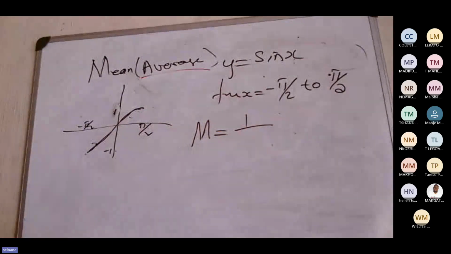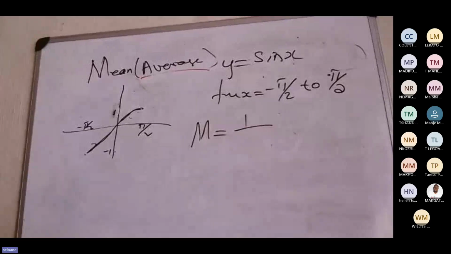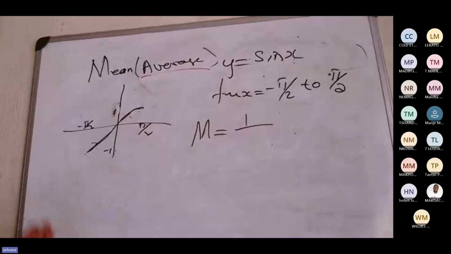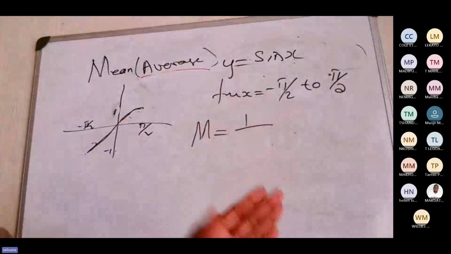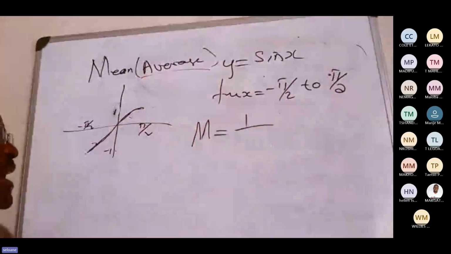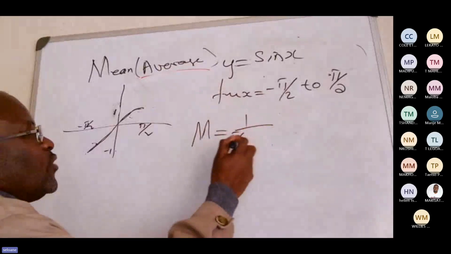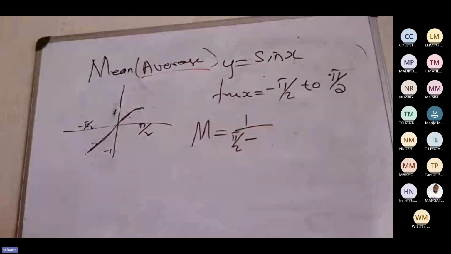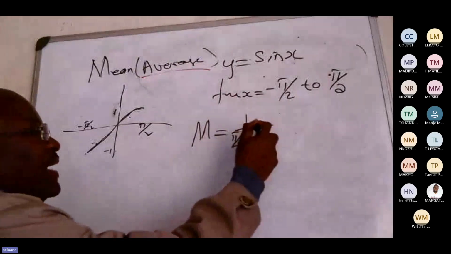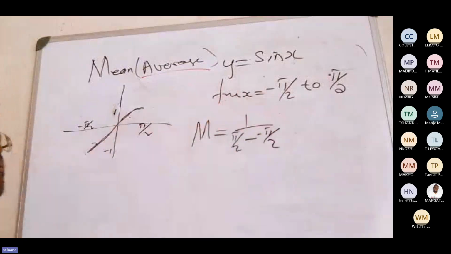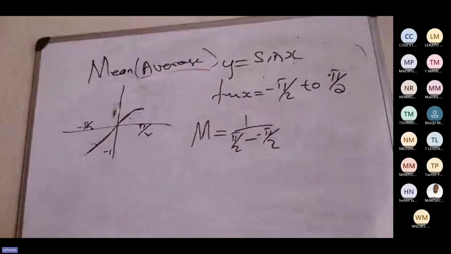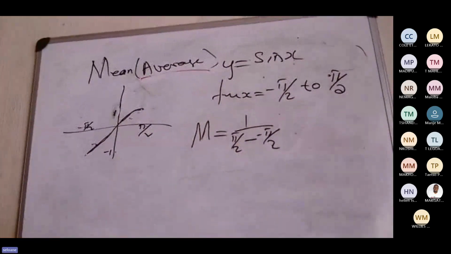Let us just make the substitution. We don't have to write the formula first and substitute after. No, let us just substitute straightforward. It will be the upper limit minus the lower limit. The upper limit is this, therefore it will be pi over 2 minus the lower limit, minus pi over 2. So pi over 2 plus pi over 2 will give you pi.